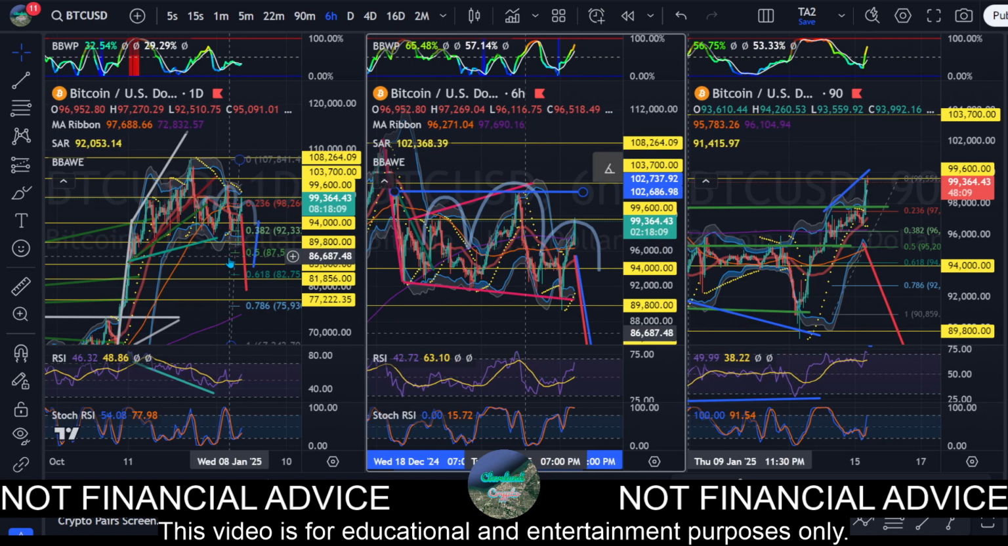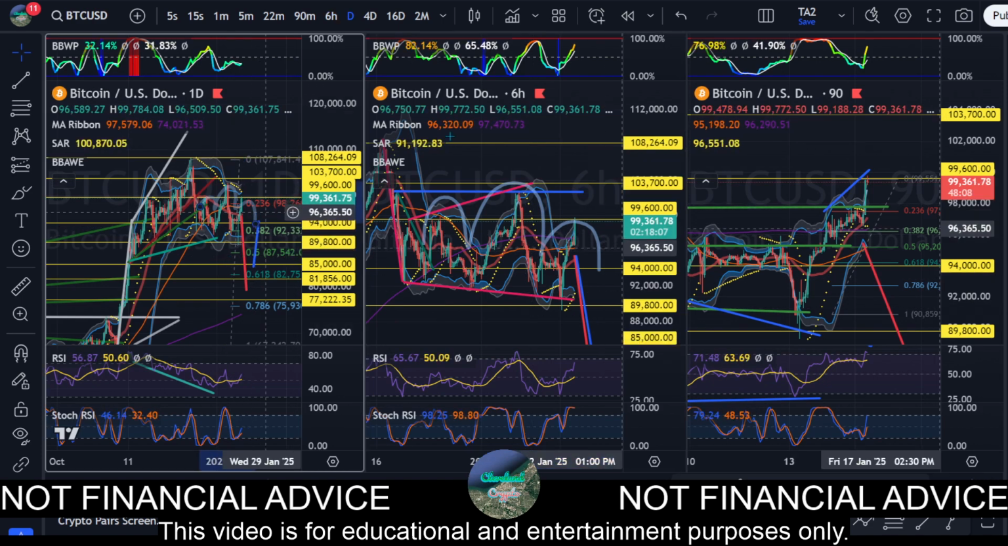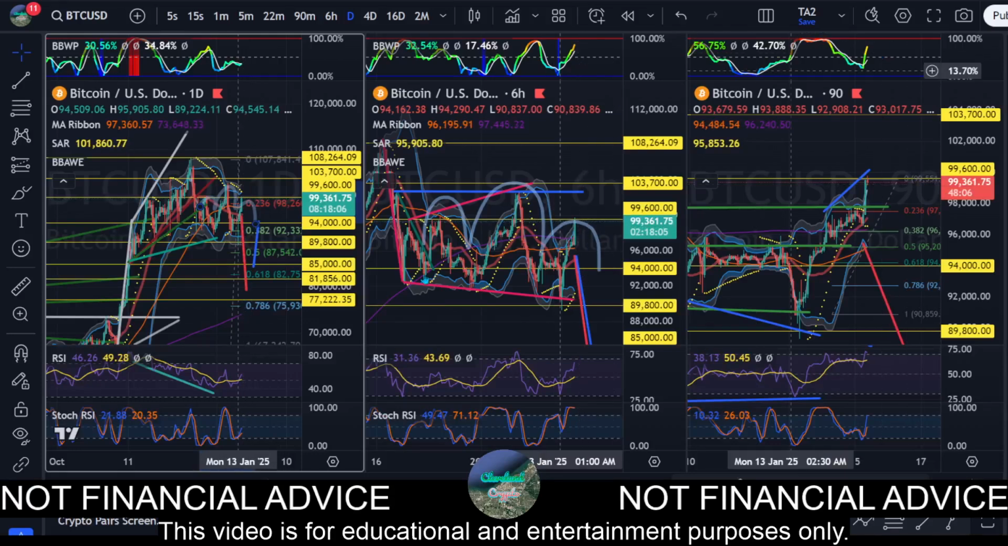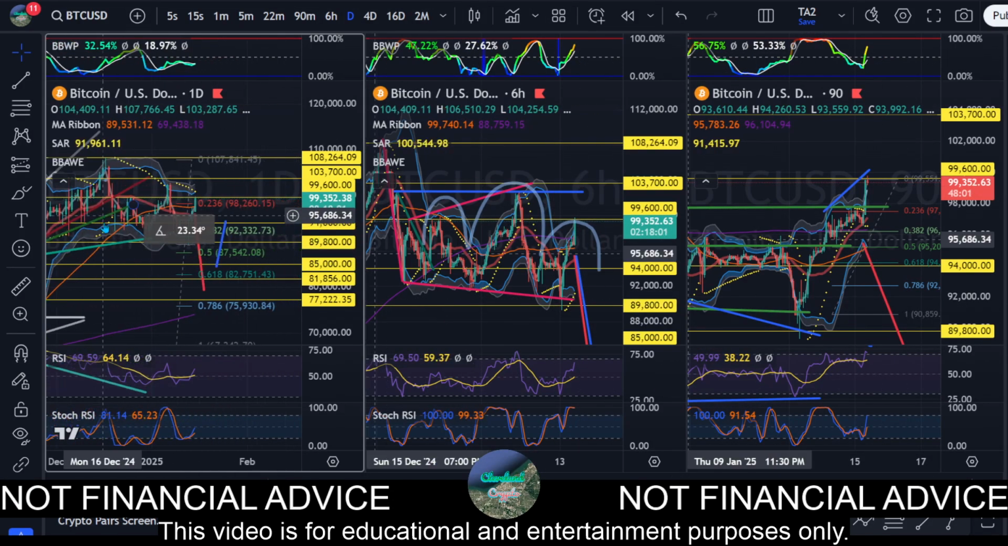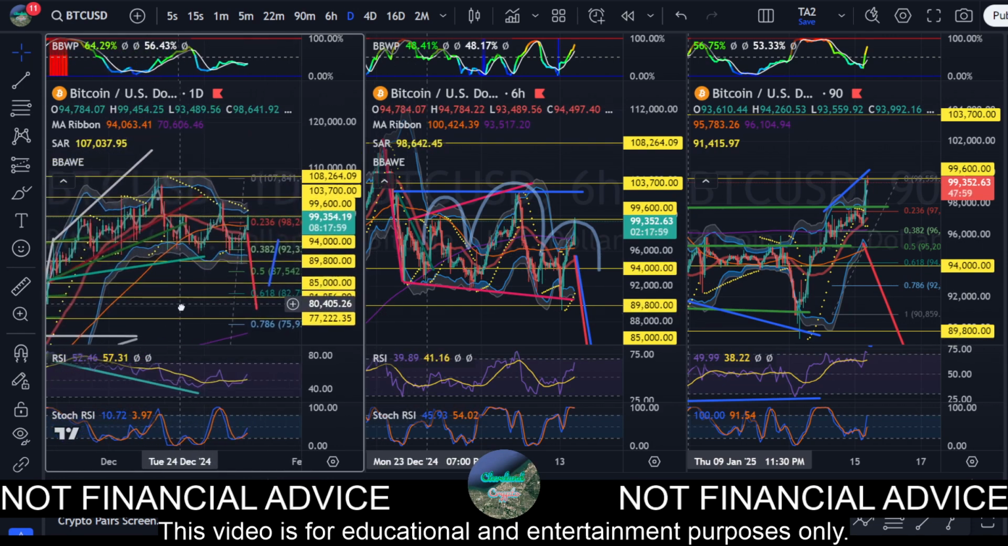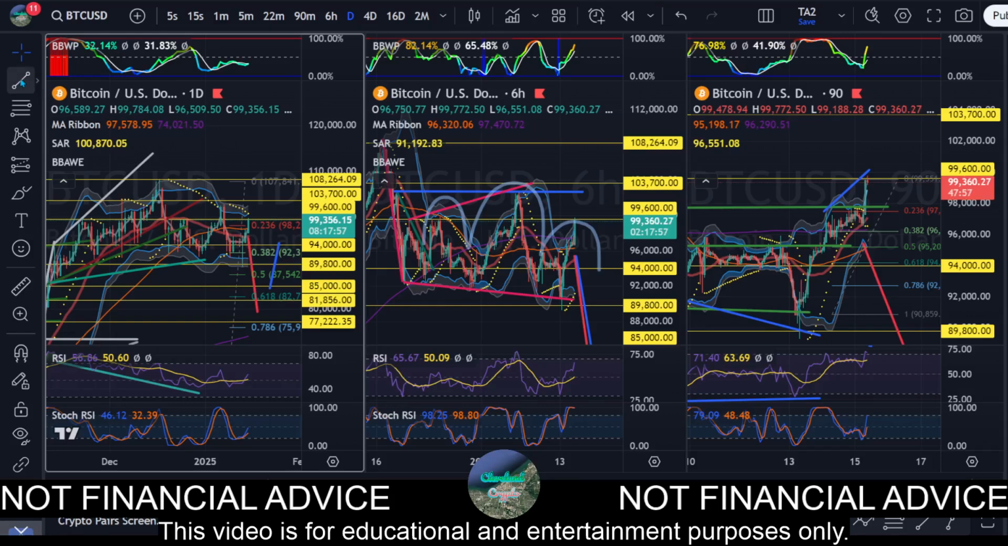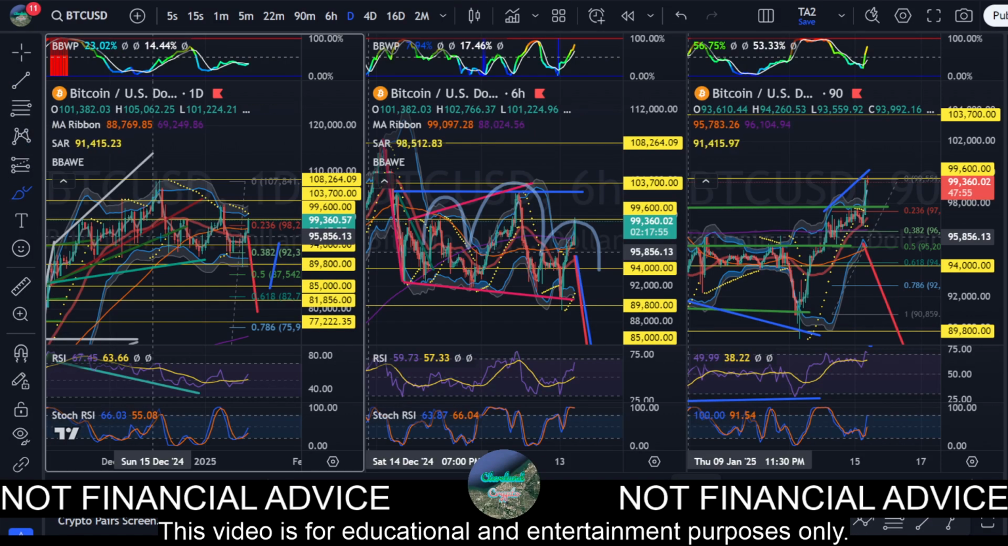And not only will that flag be invalidated, I'm going to get rid of the head and shoulders, the same head and shoulders here on the daily. I'm just going to get rid of that because we can also see what looks like a double bottom, possibly a triple bottom forming here on the daily.